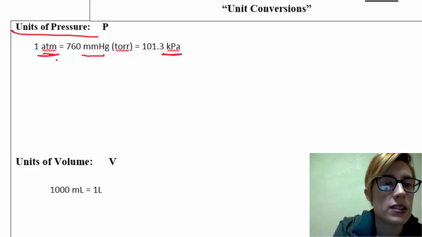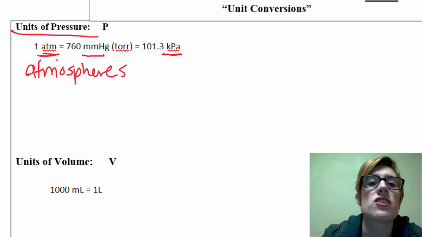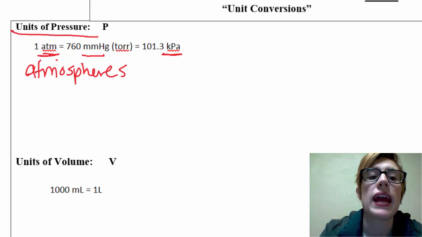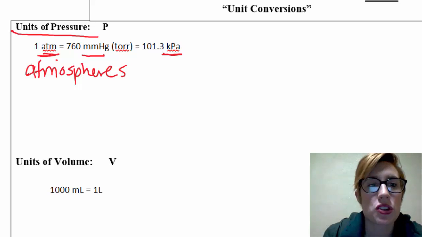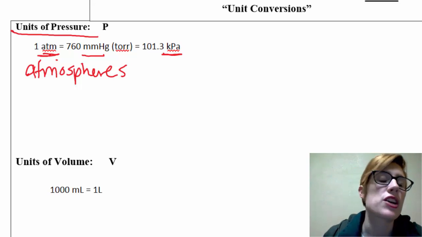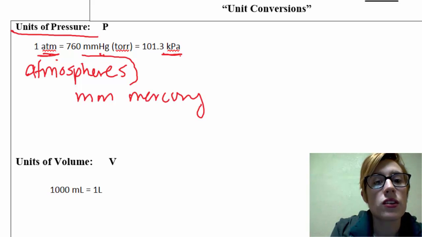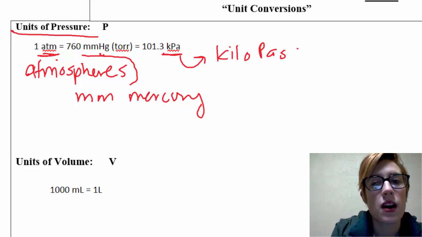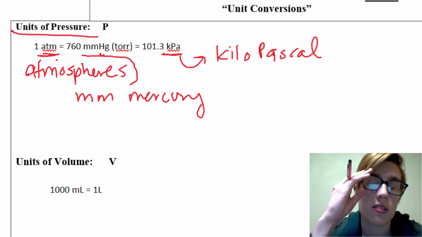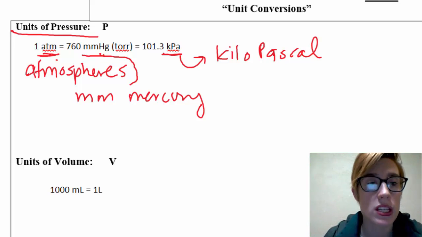And the first we're going to learn about is ATMs. ATM stands for atmospheres. We normally live under 1 atmosphere, or 1 ATM. That's like the regular room pressure, 1 atmosphere, okay? mmHg stands for millimeters of mercury, because Hg stands for mercury. And then the last unit we're going to talk about is kilopascals. Pascal was a scientist, and so this particular unit's named after him.